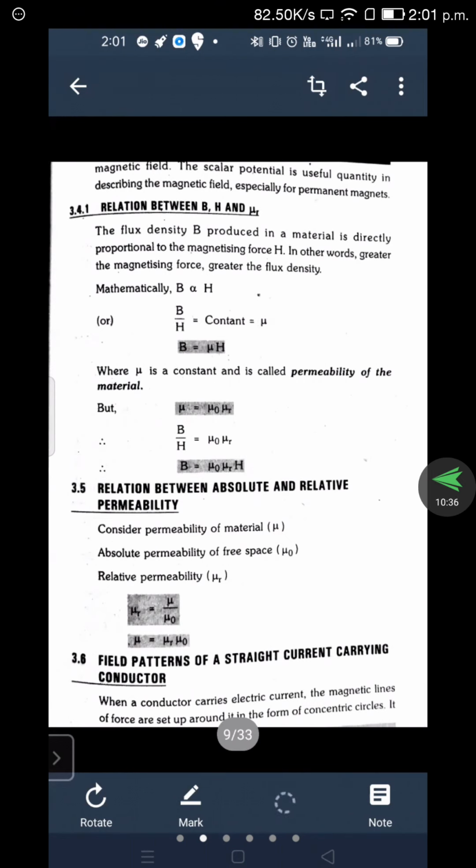Relationship: B is directly proportional to H. That's the relationship, taking mu as a constant. B is equal to mu H. That is the primary constant. Next, from mu we can derive two things. Mu is equal to mu naught into mu r. So from that we can derive the relation mu is equal to mu r into mu naught. That is another equation we want to remember.